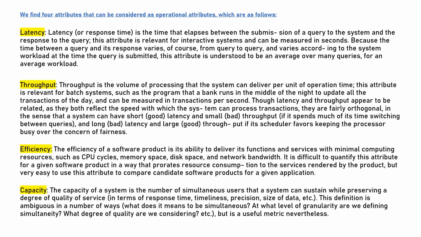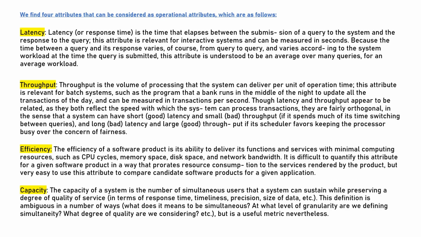Throughput. Throughput is the volume of processing that the system can deliver per unit of operation time. This attribute is relevant for batch systems, such as the program that a bank runs in the middle of the night to update all the transactions of the day, and can be measured in transactions per second. Though latency and throughput appear to be related, as they both reflect the speed with which the system can process transactions, they are fairly orthogonal, in the sense that a system can have short, good, latency and small, bad, throughput, if it spends much of its time switching between queries, and long, bad, latency and large, good, throughput if its scheduler favors keeping the processor busy over the concern of fairness.